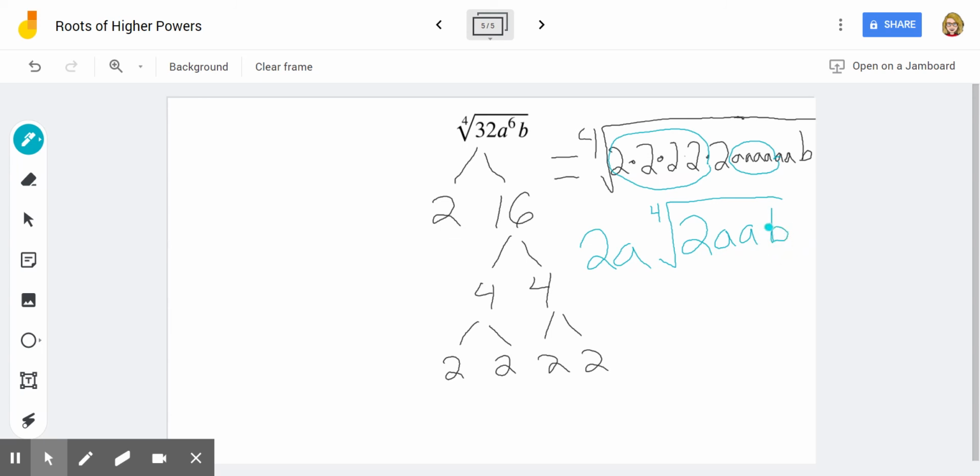b. I can still simplify it further to 2a, fourth root of 2aab, which is 2a squared b.